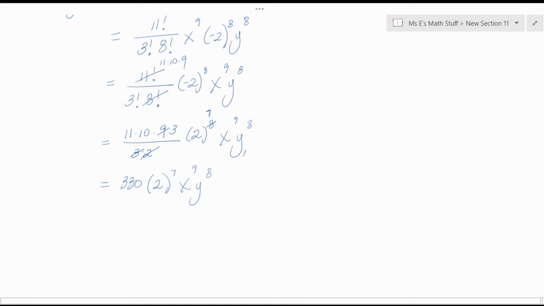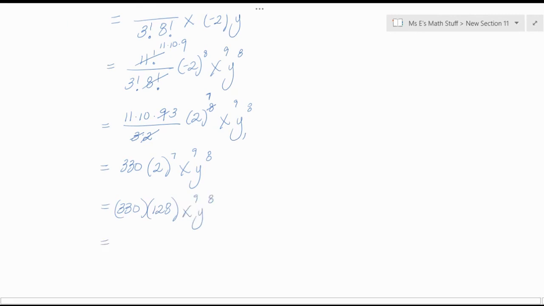Good times. Okay, what's 2 to the 7th? Let's see: 2, 4, 8, 16, 32, 64, 128. So we would just need to multiply 330 times 128. All right, 330 times 128. I'm just going to grab my calculator for that part. I could do it without if I had to, but I don't want to. We're going to do 42,240.